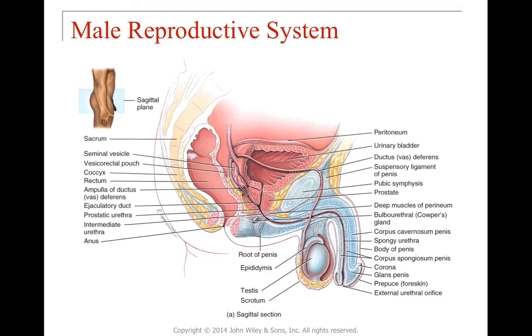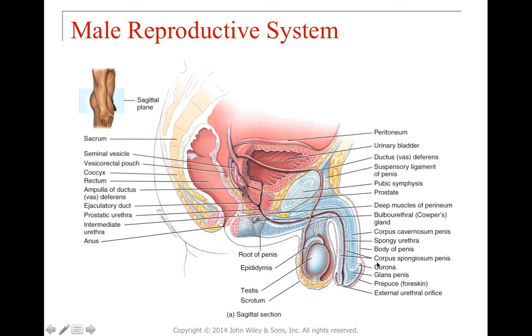Some other organs that I didn't mention here are, let's see, okay, I mentioned those. So the actual body of the penis, this whole thing is the body of the penis, which is comprised of multiple different sections. This section is the glans penis here, and inside we have the corpus cavernosum penis and the corpus spongiosum penis.